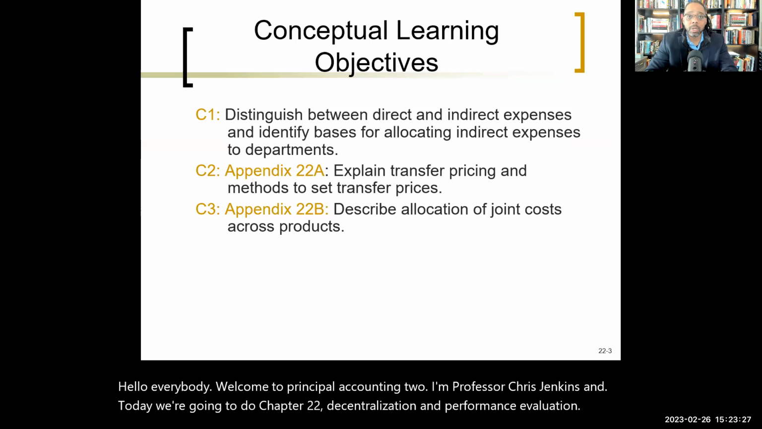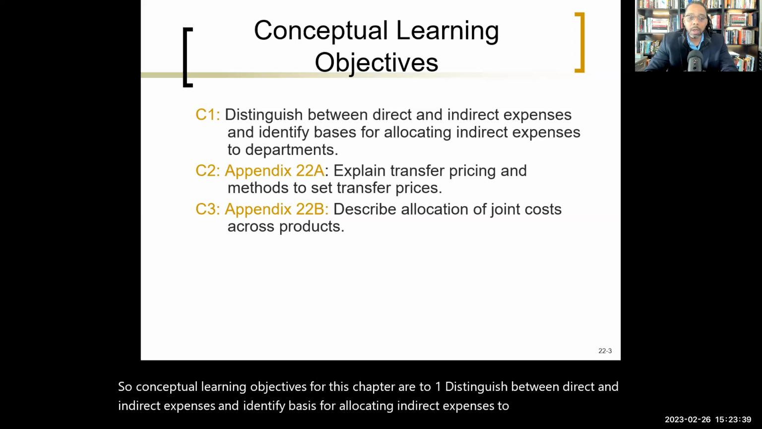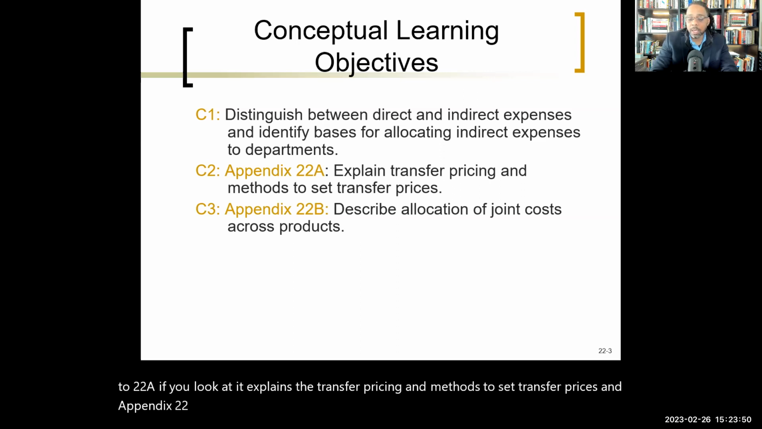So the conceptual learning objectives for this chapter are to, one, distinguish between direct and indirect expenses and identify bases for allocating indirect expenses to departments. Appendix 22A explains transfer pricing and methods to set transfer prices. And Appendix 22B describes allocation of joint costs across products.